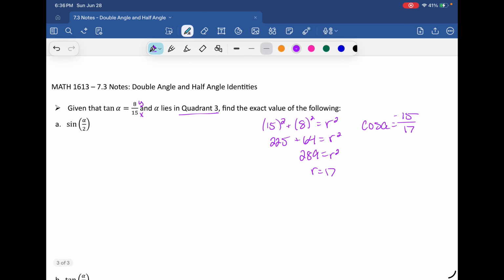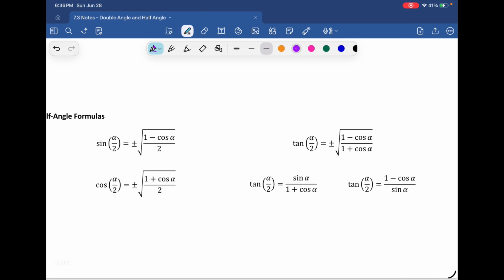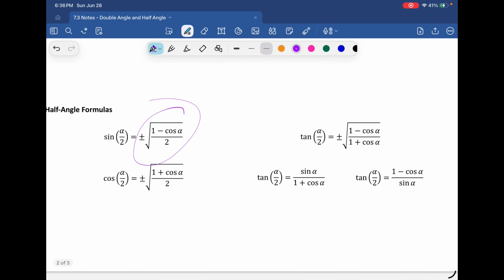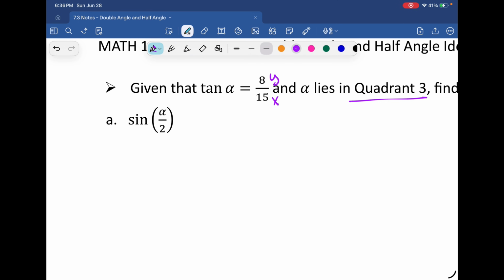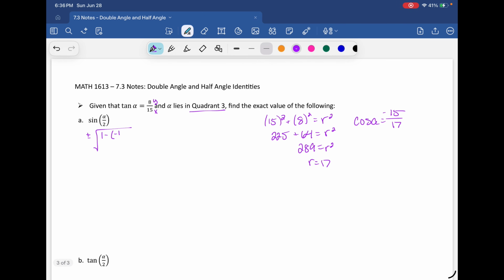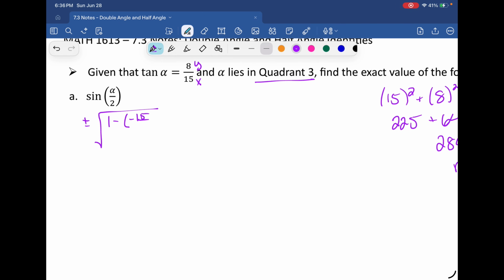Okay, now I have the formulas in front of me. So the formula I'm using, just so you know where I'm getting them from, I've got plus or minus the square root of 1 minus cosine alpha. So that's 15 over 8. That's a lie. Negative 15 over 17, all over 2.